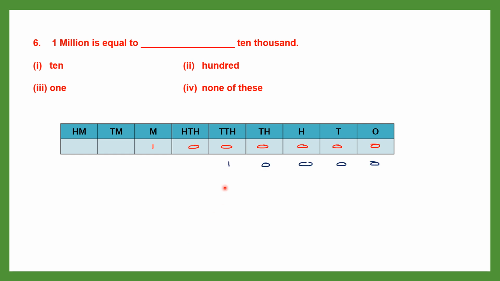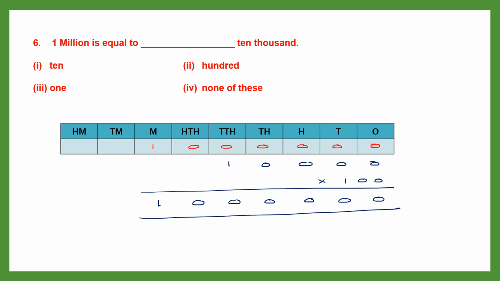10,000 is here. So this is 1 followed by 4 zeros. Now I need to get 1 followed by 6 zeros. So from 4 zeros, how can I get another 2 more zeros? I can get it if I multiply this by 100, because 100 has 2 zeros. So my number becomes, now I'm going to take 10,000 first, and I'm multiplying by 100. So I get 2 more zeros, and that has become 1 million.